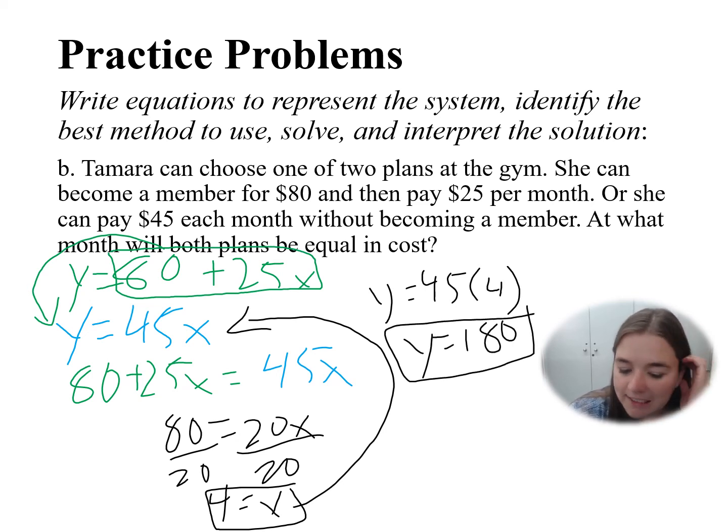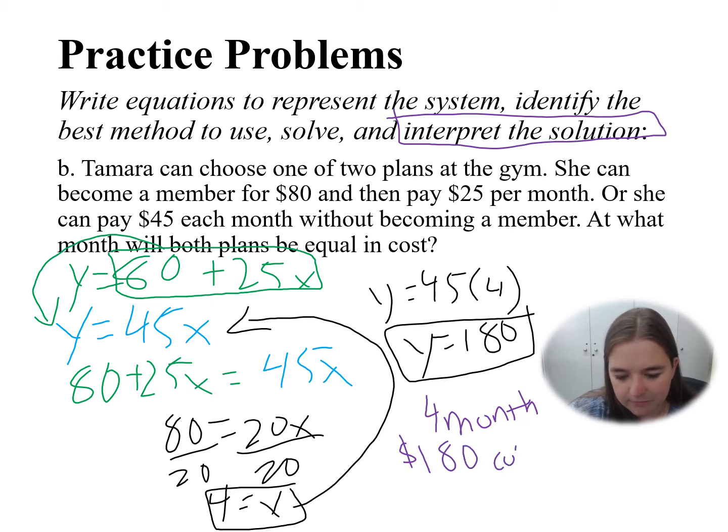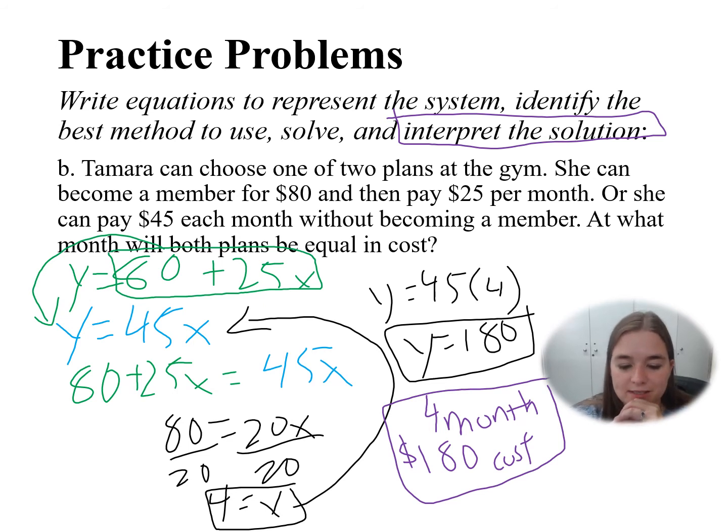Now, last thing I need to do here is, this is a word problem, so I need to interpret the solution. What is the fact that x equals 4 and y equals 180? What does that tell me? Well, if I look at my situation here, this tells me that at 4 months, both plans are going to cost $180. So my final answer is that interpretation there, that I have 4 months, they both cost $180.